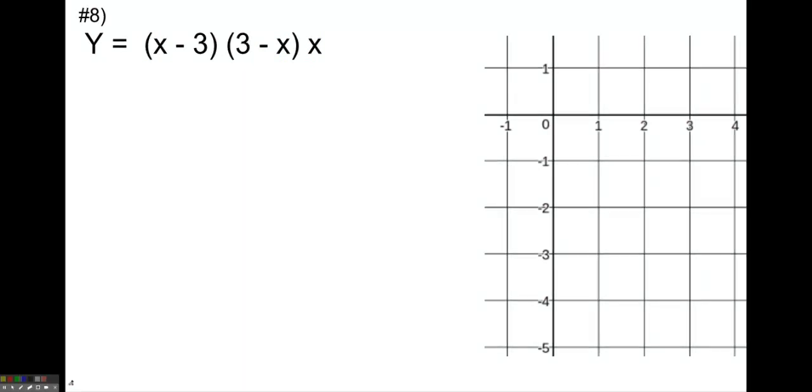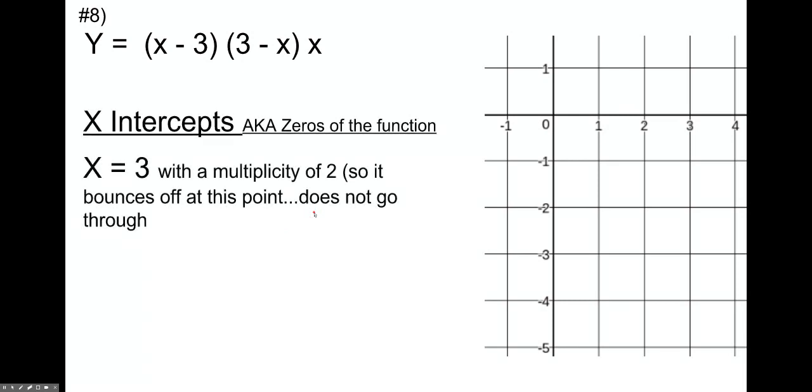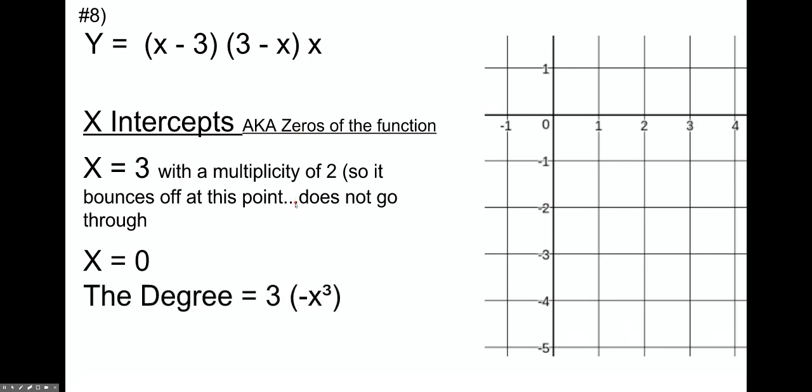All right, so let's move on and talk about the x-intercepts. Where does it touch the x-axis? The x-intercept for this one is 3, because you switched the sign, right? So this is going to be positive 3. And then this one is also positive 3. So that means it has a multiplicity of 2. And so it's not going to go through. It's going to bounce off at this point. And then my other answer is x equals 0. Okay, so remember from the last video, when you have an x by itself like this, the x-intercept is just going to be 0. And it's going to go through at 0.